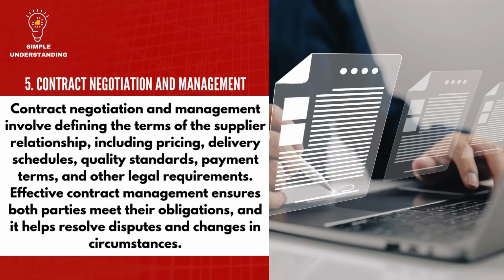5. Contract negotiation and management. Explanation. Contract negotiation and management involve defining the terms of the supplier relationship, including pricing, delivery schedules, quality standards, payment terms, and other legal requirements. Effective contract management ensures both parties meet their obligations, and it helps resolve disputes and changes in circumstances.